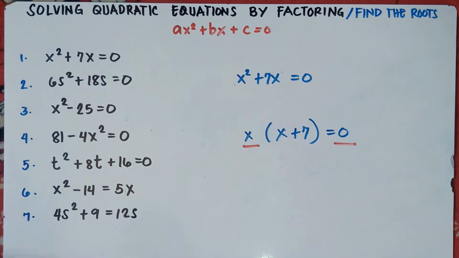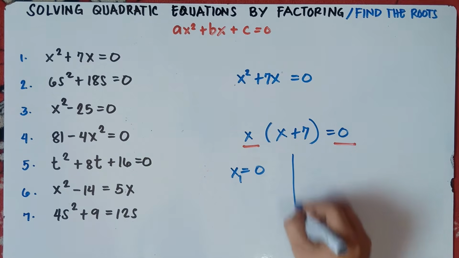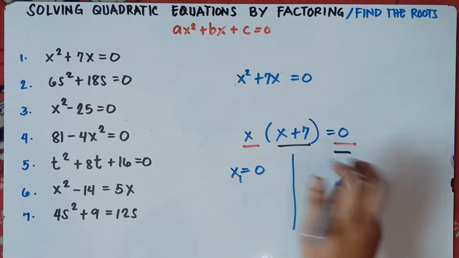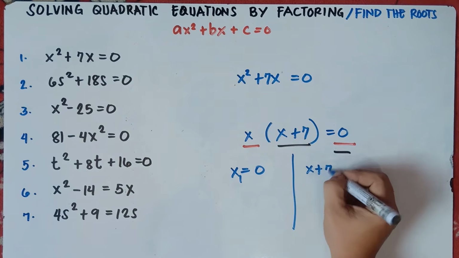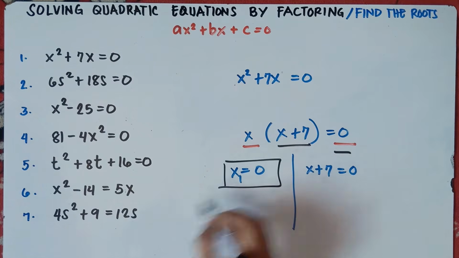So this will be x equals 0. That would be your x sub 1. And for your x sub 2, you equate the one with the quantity, x plus 7 equals 0. So x equals 0 is okay for x sub 1.